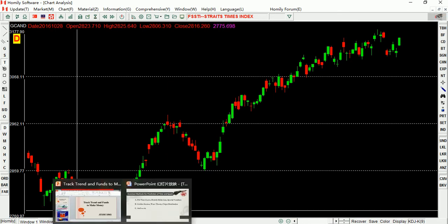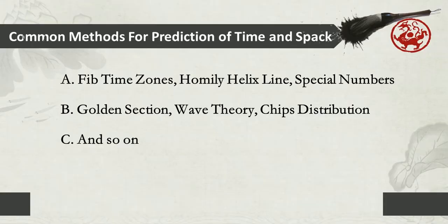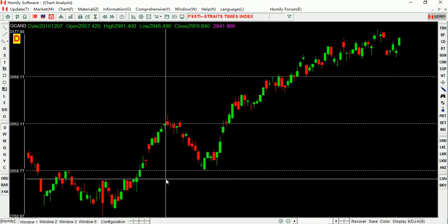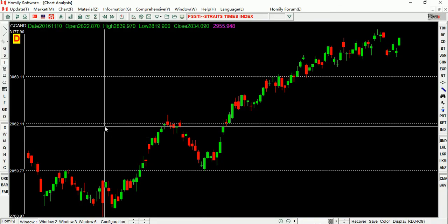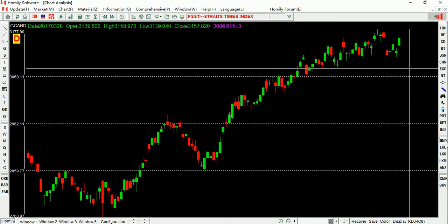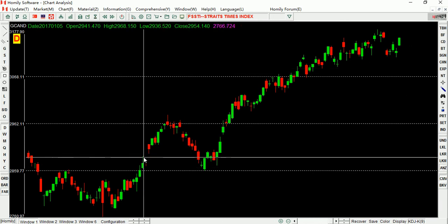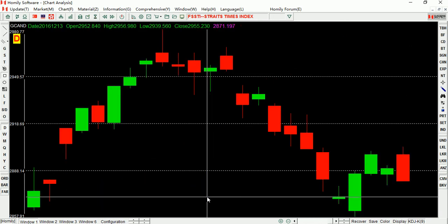Then the next one is for the Harmonic helix line and the special numbers. Then golden section and chips distribution. So what are the special numbers? Today, maybe some members learned this method before. Maybe someone never learned. Okay, so I teach you this function, this method to judge the market with special numbers.